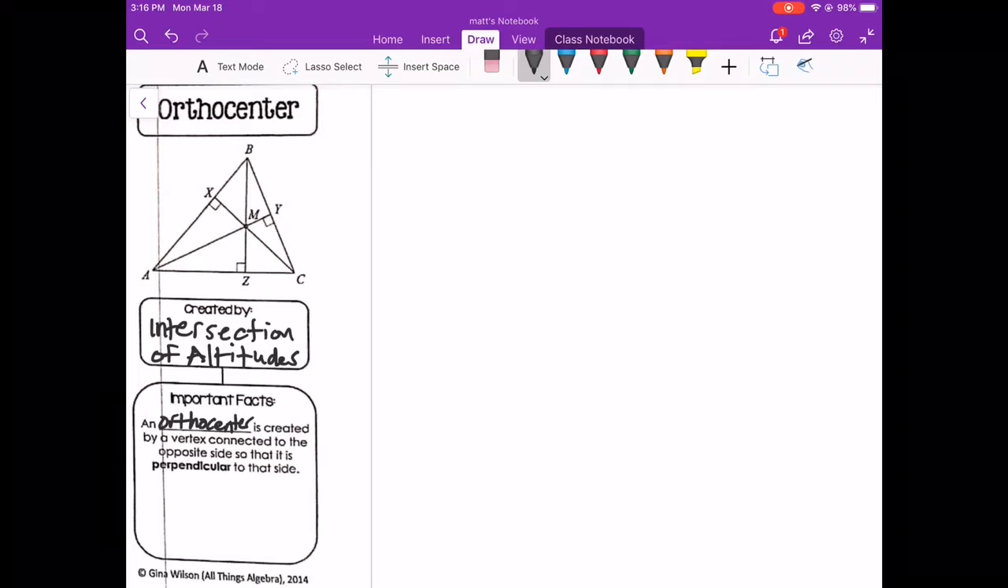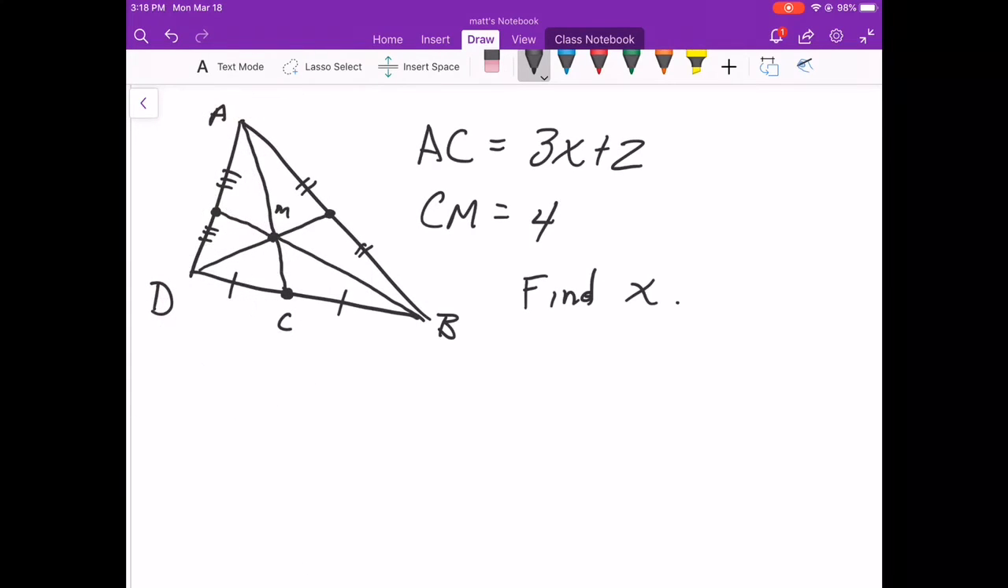There's nothing really special as far as figuring out the orthocenter. The orthocenter doesn't have a relationship with the angles or the sides or anything like that, so there's nothing you have to memorize with that. But just know that the orthocenter is created by the intersection of the altitudes. Okay, we're going to do an example here.